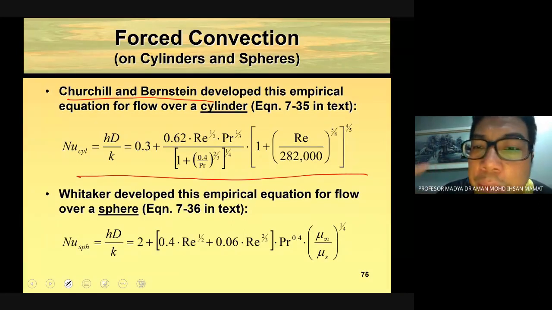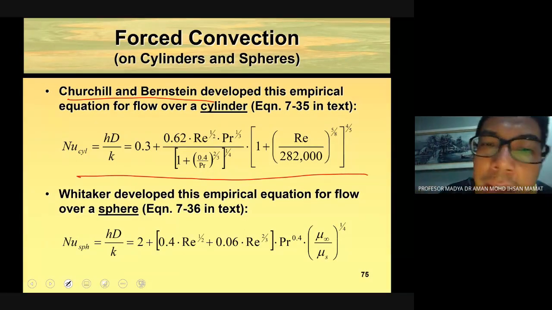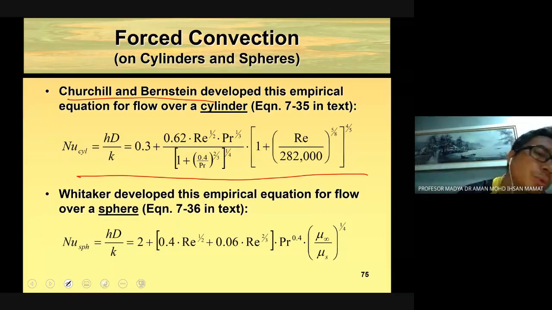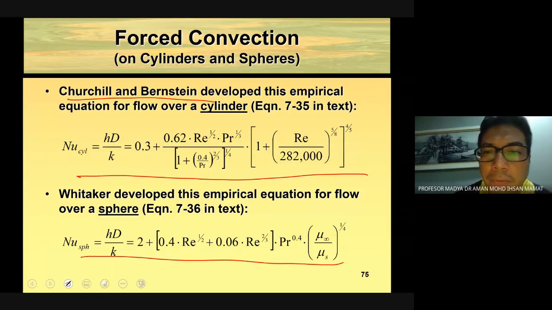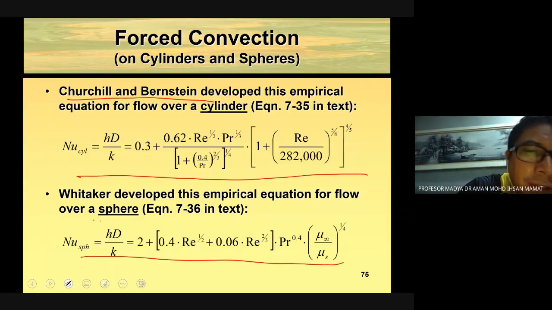Which is the empirical equation. How did they come up with this empirical equation? It will also be discussed in the similarity condition. Later we will look at it, but I will skip that part. And this is Whittaker's empirical correlation for the sphere.